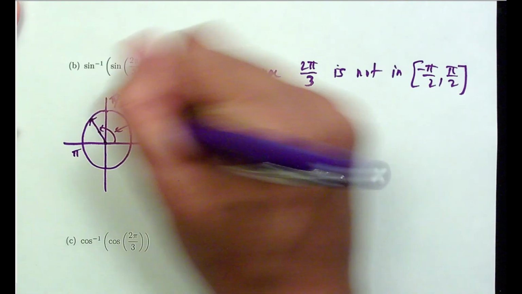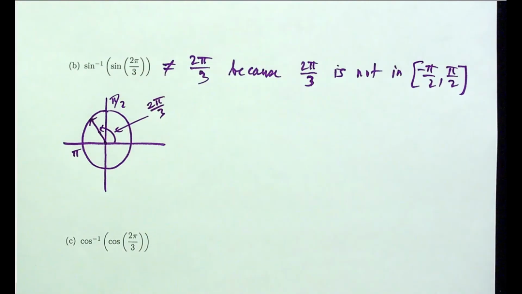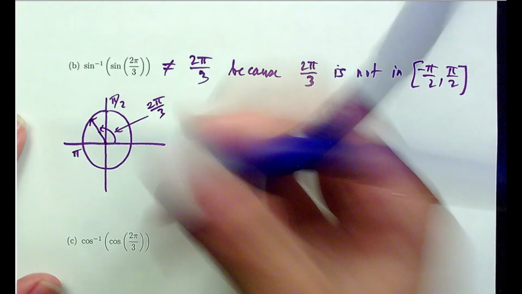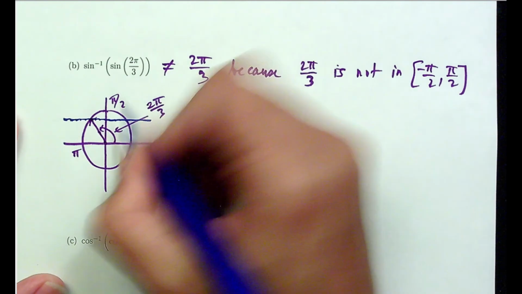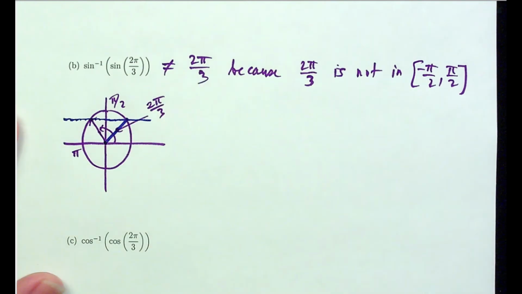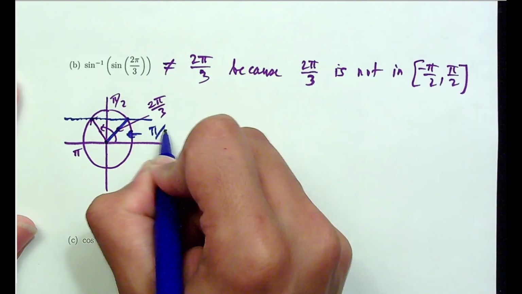Okay, so that angle is 2 pi over 3. We want to replace that angle with another angle that has the same sine. Now, sine is associated with the y coordinate. The y coordinate is the height. So I want another angle that is at the same height, and there it is. That's the angle that I want, and that angle is pi over 3.